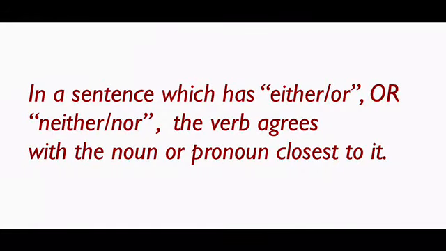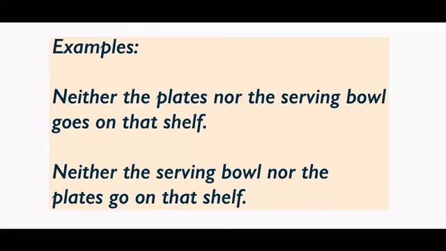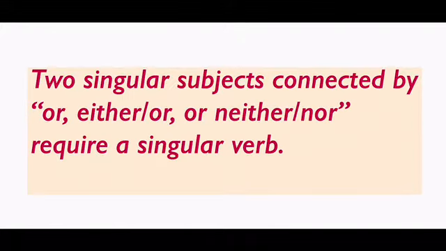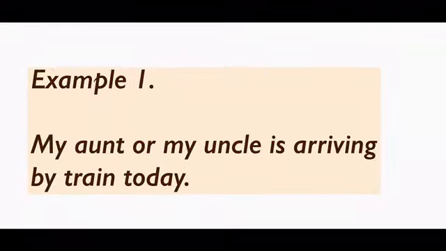But in the case of either or and neither nor, you must look at the noun closest to it. Here the bowl is singular, so the singular verb goes is used. Similarly, in the next sentence, plates is followed by go. But if both the nouns are singular, then you can use a singular verb, as you can see in the examples given here.